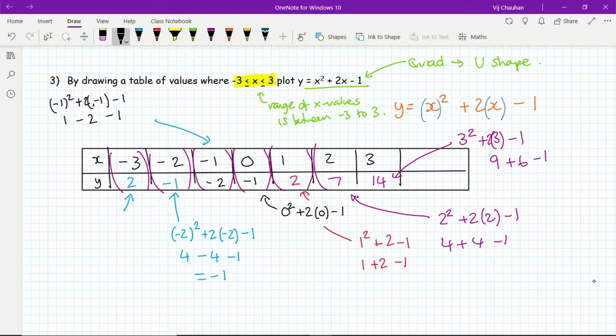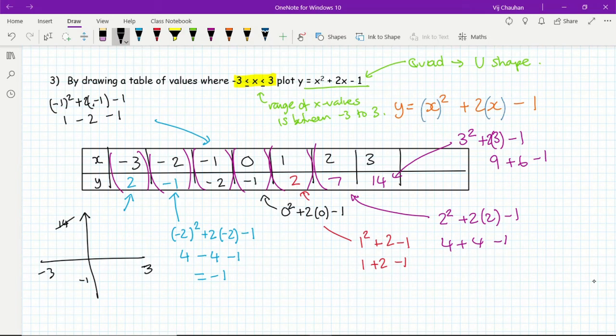So if I just do a quick sketch, again, I'm going from x values of -3 to +3. Now the smallest y value I've got is -1, and the largest y value I've got is 14. So generally speaking, those are the axes I'm going to go for.